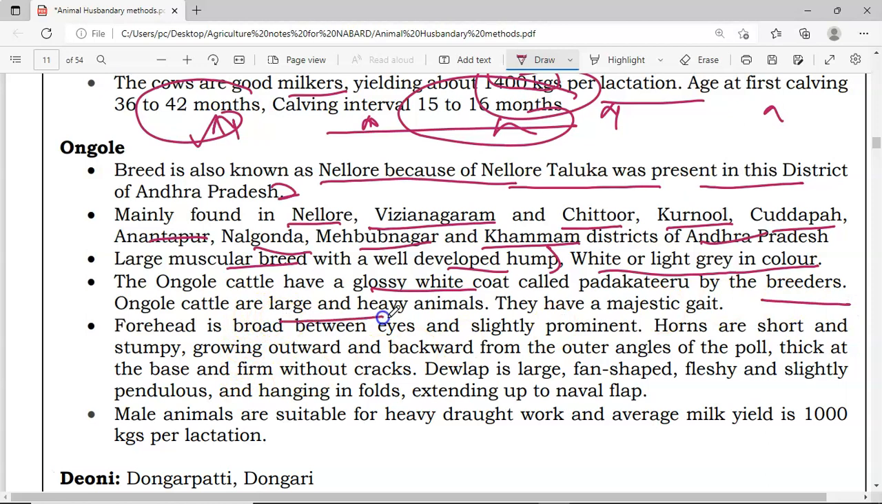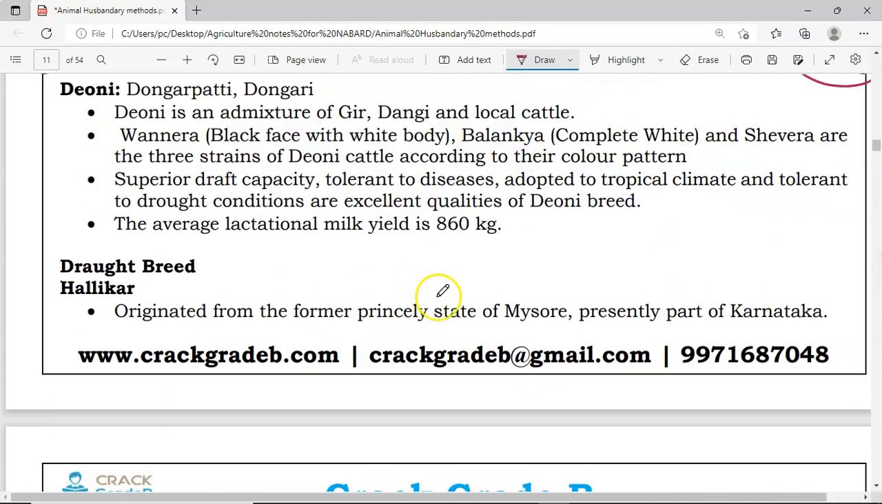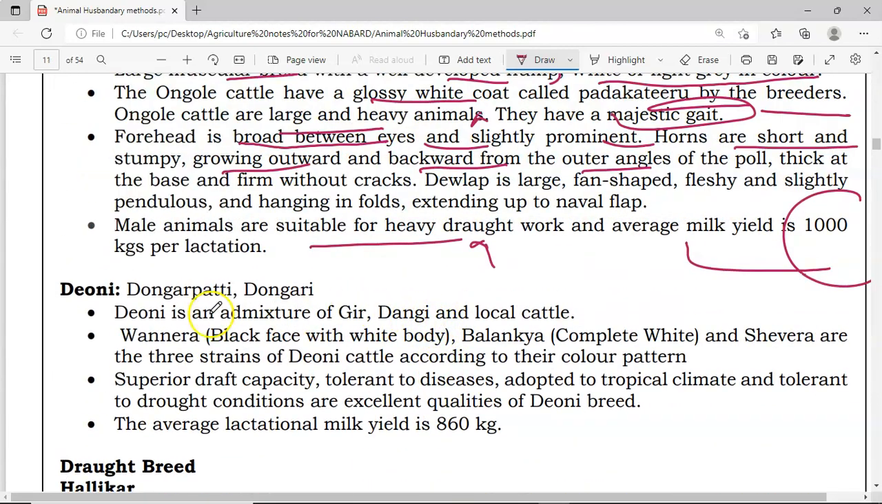Ongole cattle are large and heavy animals and they have a majestic gait. The forehead is very broad between the eyes and slightly prominent. Horns are short and stumpy, growing outward and backward from the outer angle of the poll, thick at the base. Many animals are suitable for heavy draught work and the average milk yield is 1000 kg per lactation period.